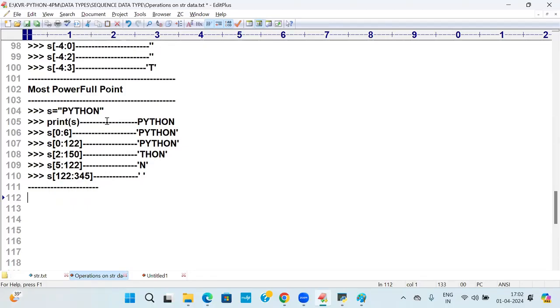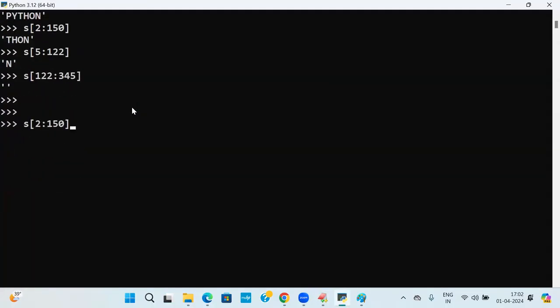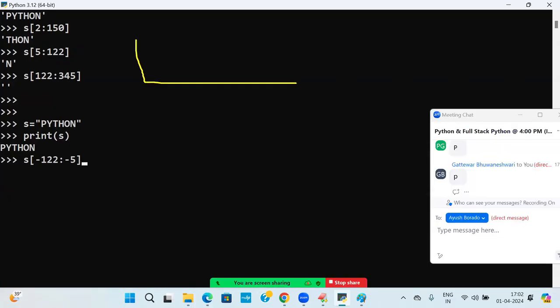Well, next, let me move further. One more example. Continuing that, S is equal to Python, print of S. S of, I'm going to take minus 122 colon, minus 122 colon, minus 5. What is the answer? Come on. Answer is good.